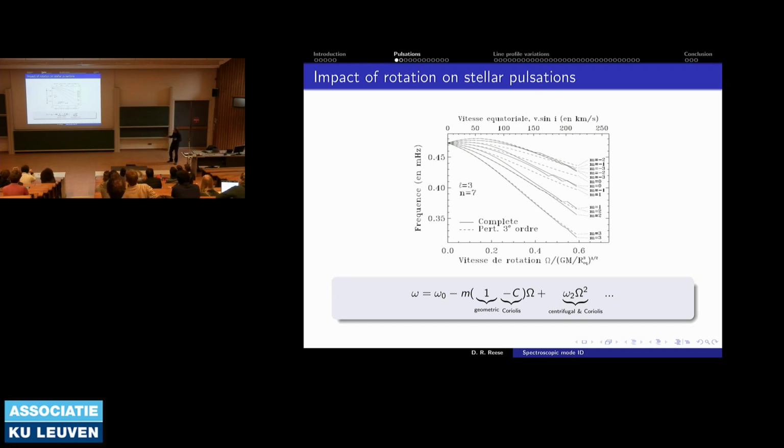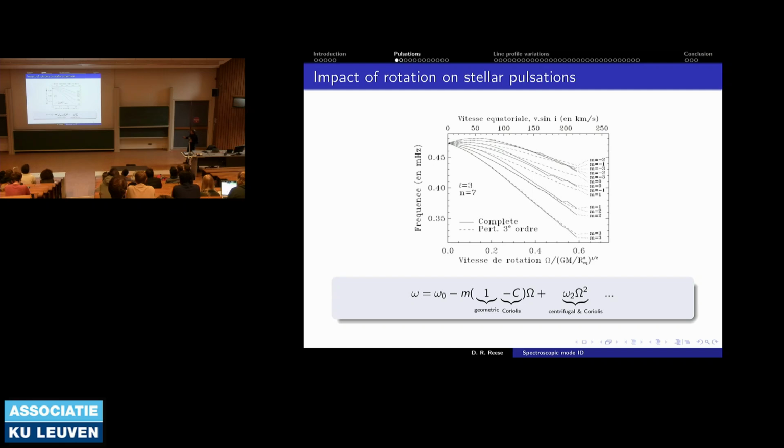But the moment you start introducing a bit of rotation, then you'll separate these frequencies. They'll start taking on different frequencies. So this leads to frequency multiplets. It's a little bit like the Zeeman effect for atoms. And this is for a uniformly rotating model. At first, the multiplet will be evenly spaced in frequency, but as you increase the rotation rate, you can see that the spacing between the different frequencies becomes uneven.